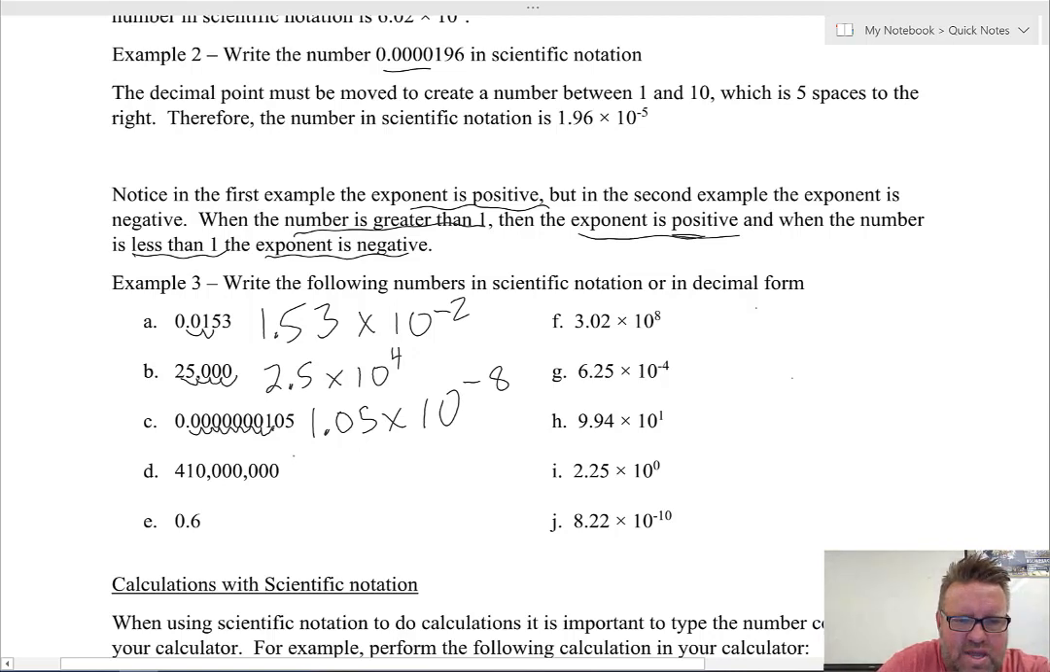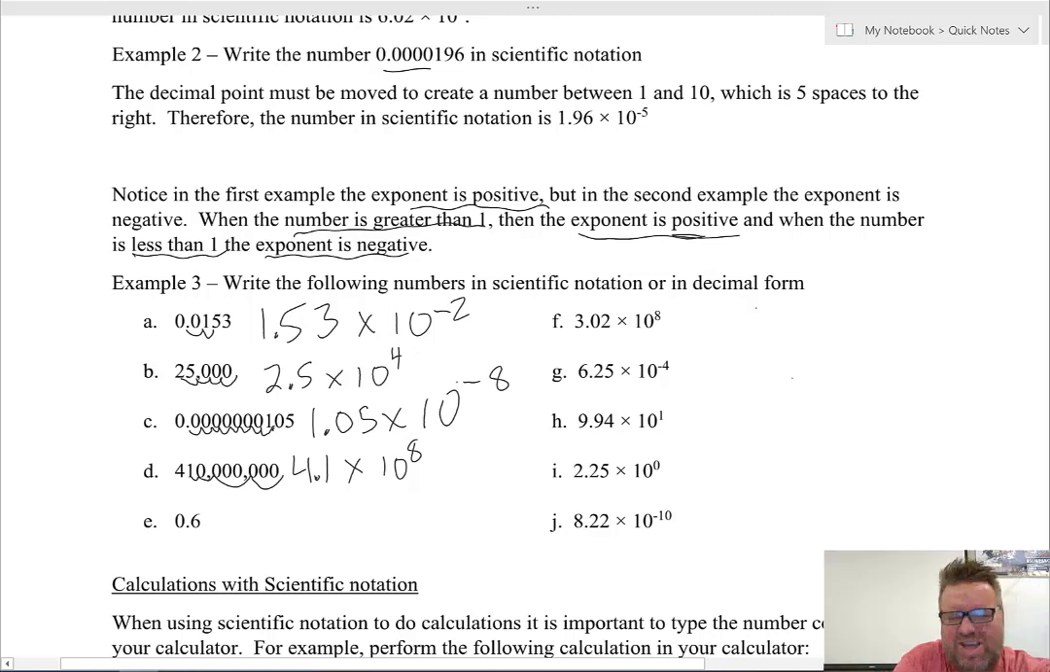Okay, letter D is going to be 4.1. Again, that's the only place I can put that decimal point to make it between 1 and 10. Times 10 to the, and I'm going to do this a little bit quicker, 3, 6, 7, 8. So 4.1 times 10 to the 8th would be the correct answer in scientific notation.